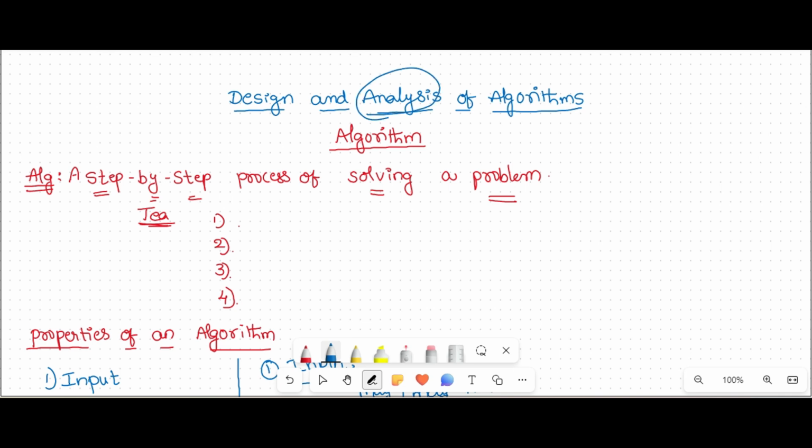In the next video, we will discuss what analysis is. What is the meaning of analysis? So now we have discussed what is meant by an algorithm. Now in the next video, we will discuss what is meant by analysis of an algorithm.